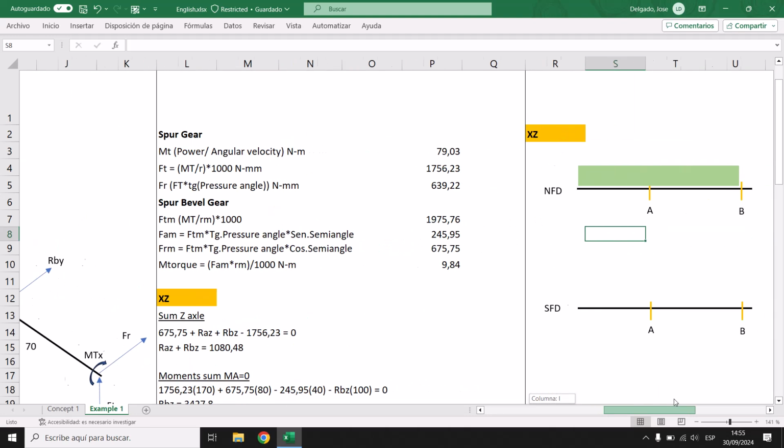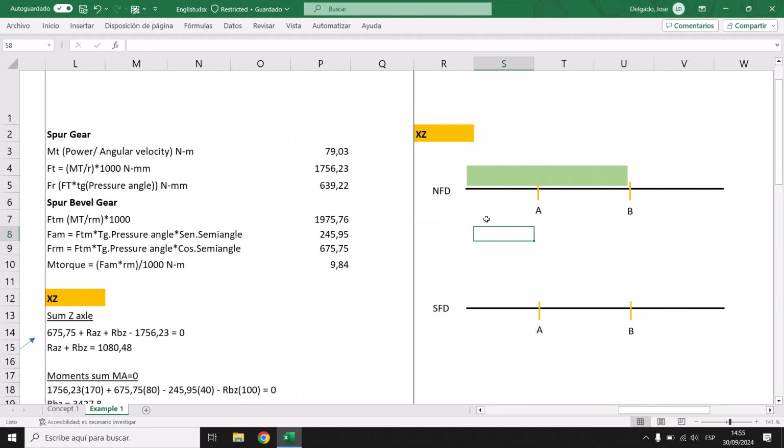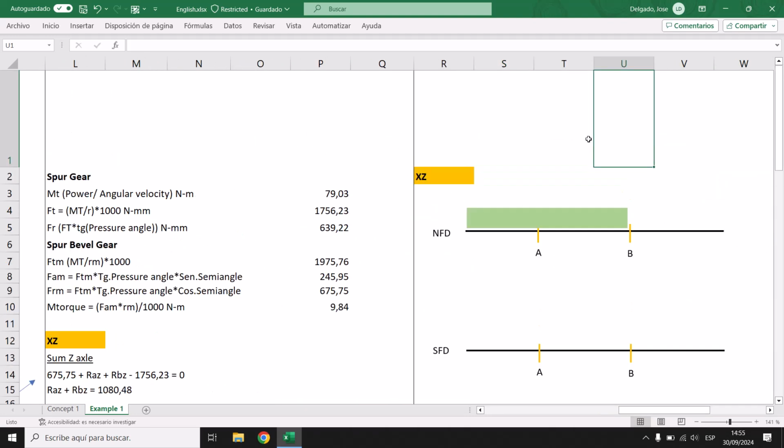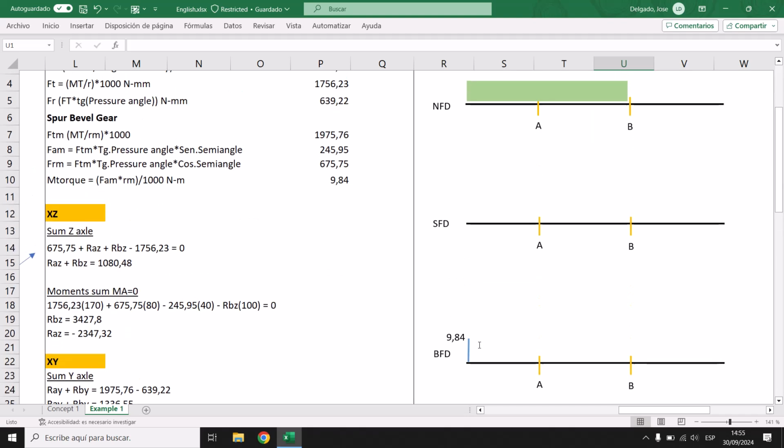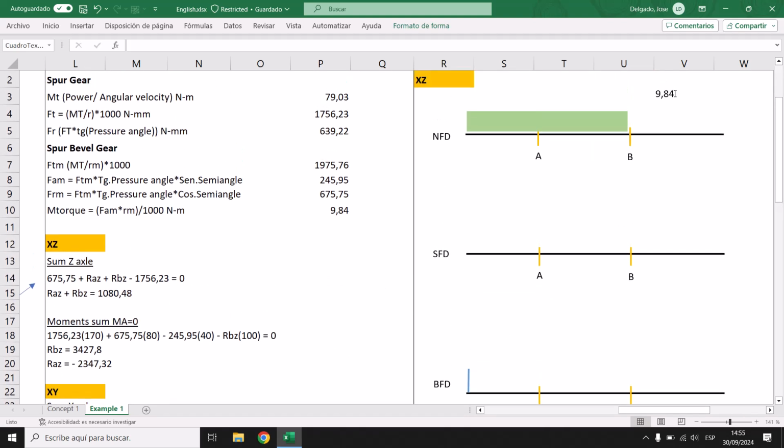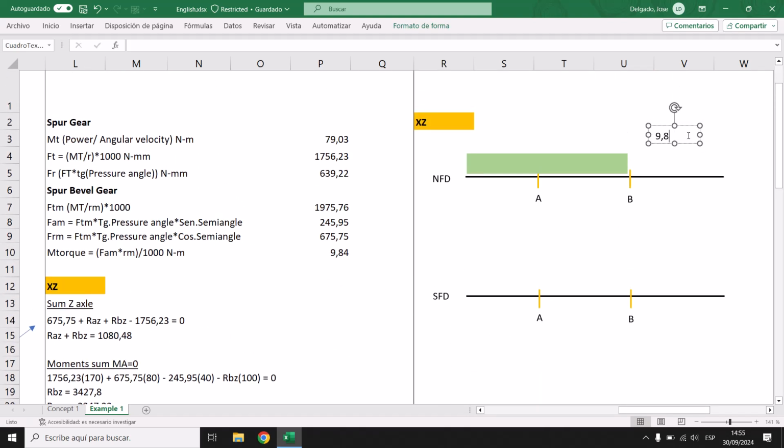So just for this, I have here, yes, because I already prepared it. For us, it's going to be 245.95, because it is our axial load.